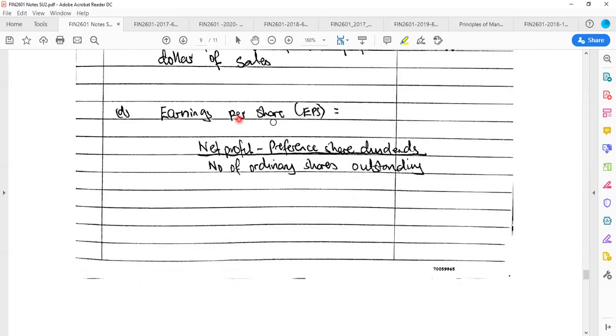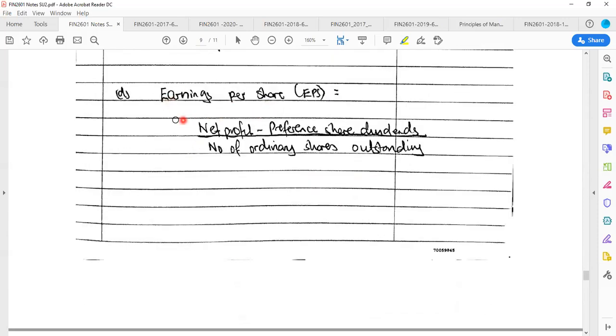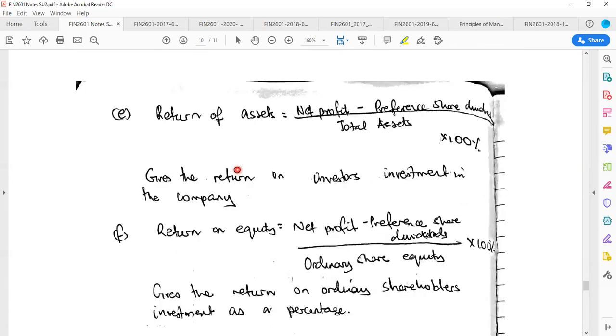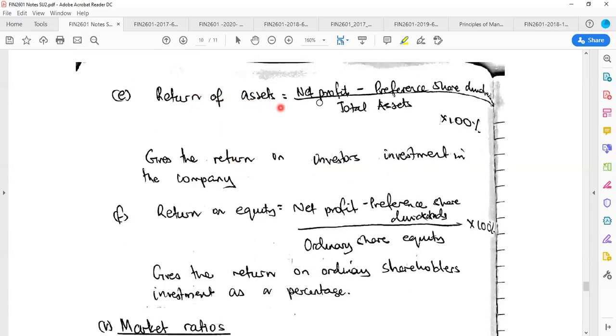Then we also have what we call earnings per share. It's net profit minus preference share dividends over the number of ordinary shares outstanding. This is earnings per share, the profit to each shareholder per each share they hold. We also have return on assets. This is net profit minus preference share dividends over total assets times 100%. Remember, whatever we put on the top here should be in brackets, right? You always calculate this first before you divide it. Okay, so that's important.